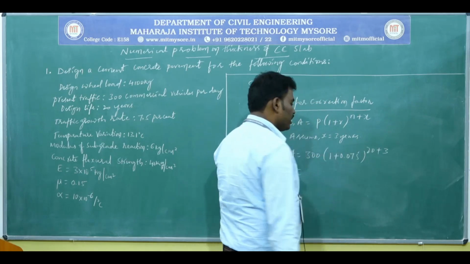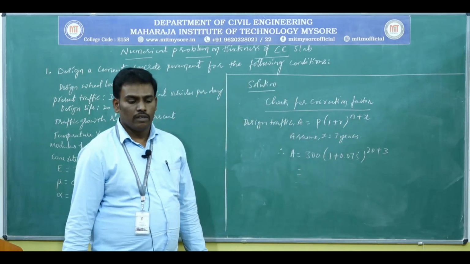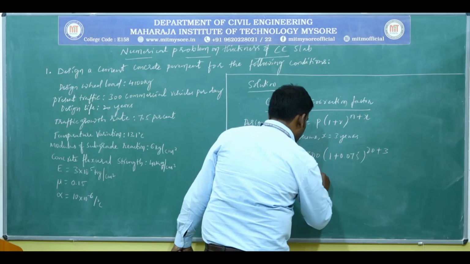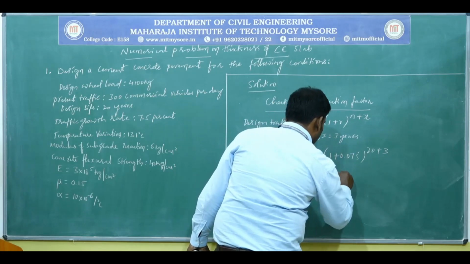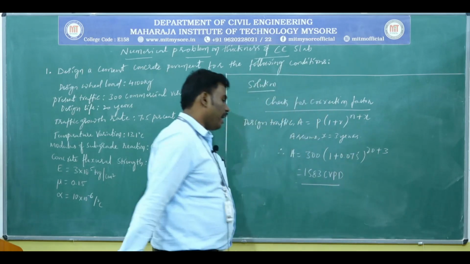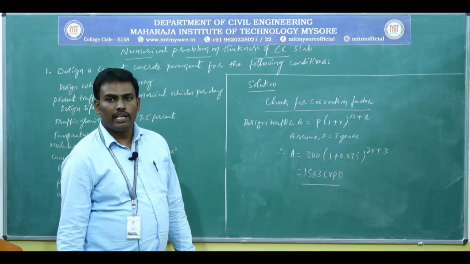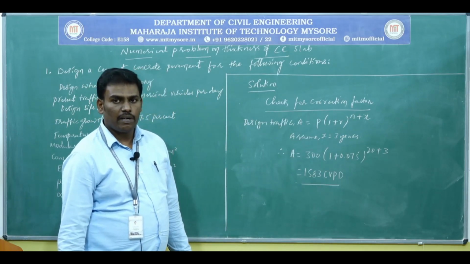How much do you get? The design traffic is 1583 CVPD, that is commercial vehicles per day.